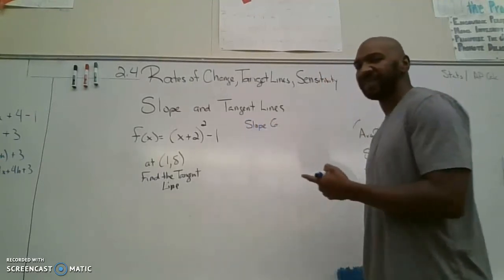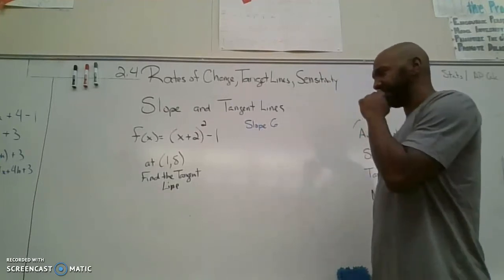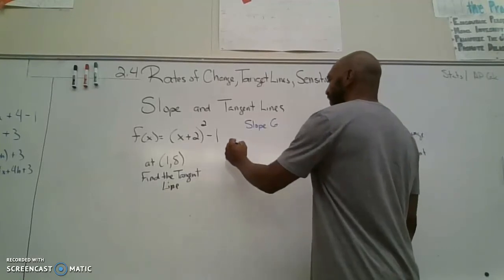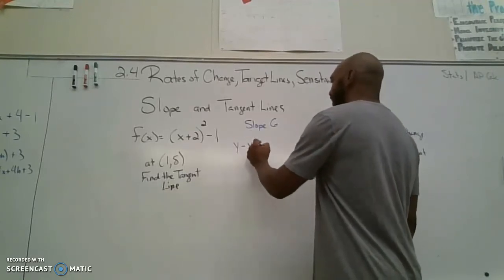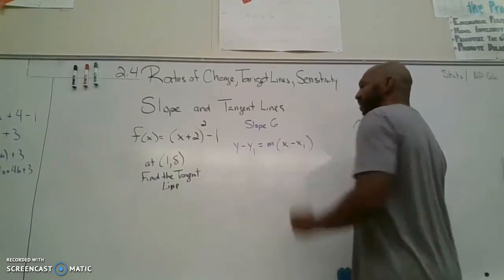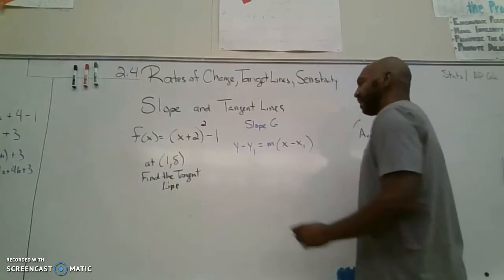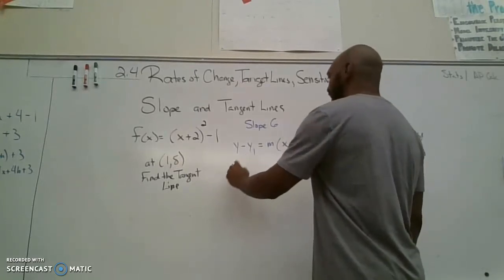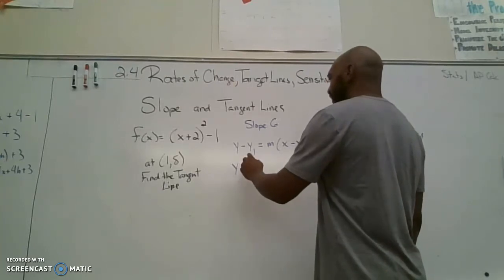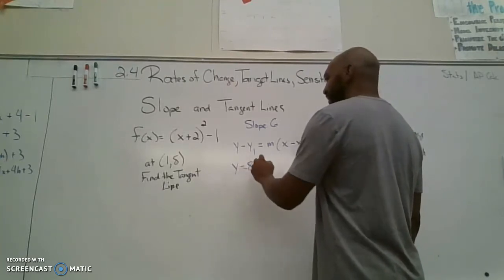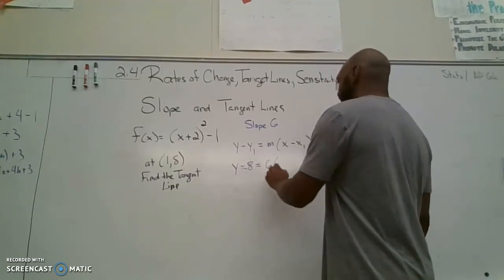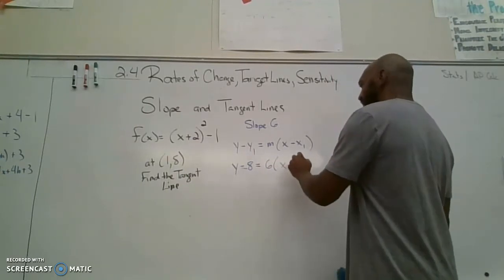So since my slope is 6, how do I find my tangent line? So we go back to our original algebra where we have y minus y1 equals m times x minus x1. Okay? And then I can fill in my values. y minus y1, which is 8, equals 6 times x minus 1.